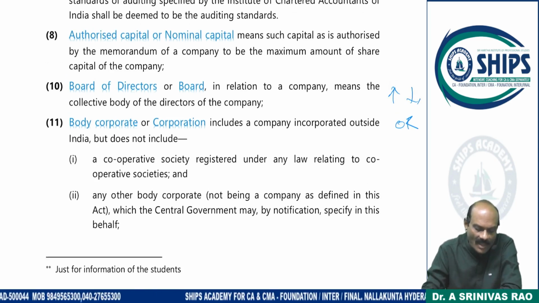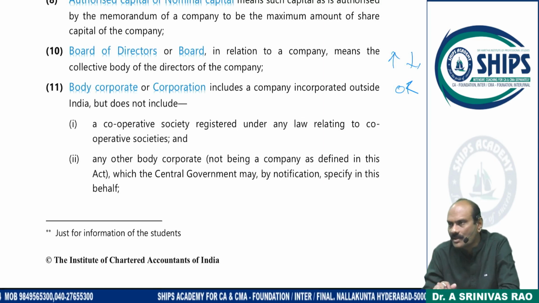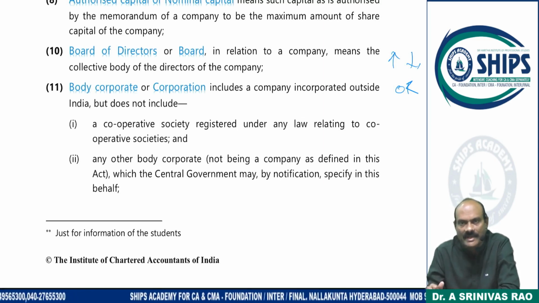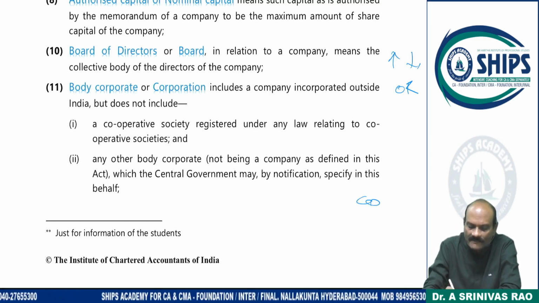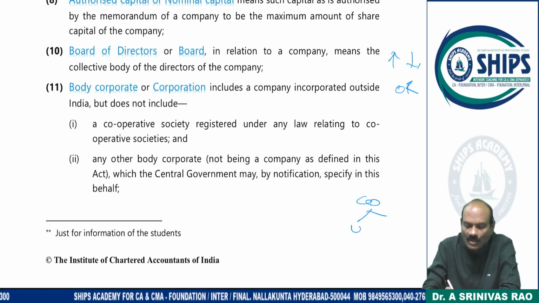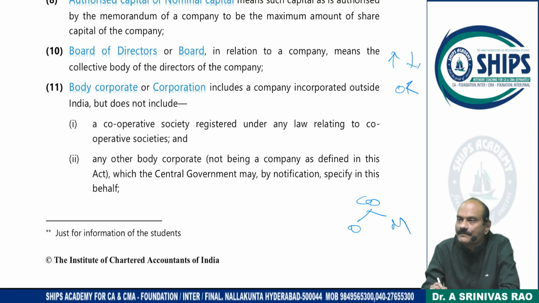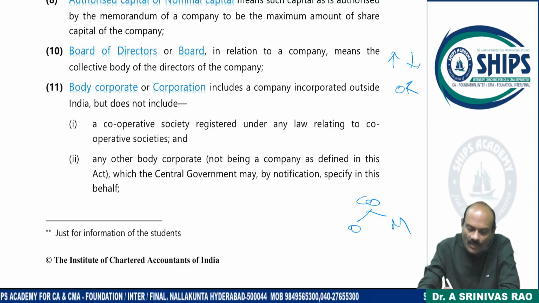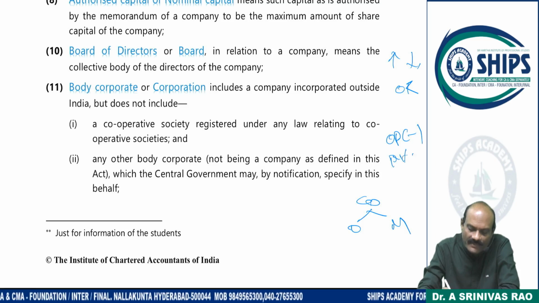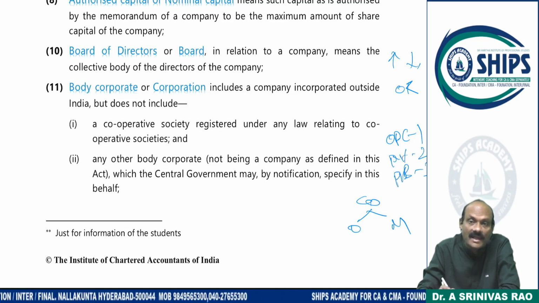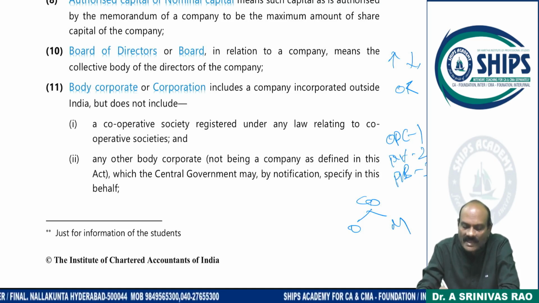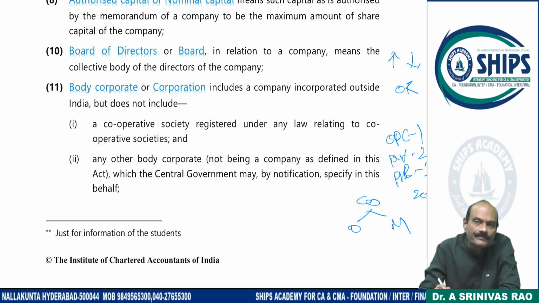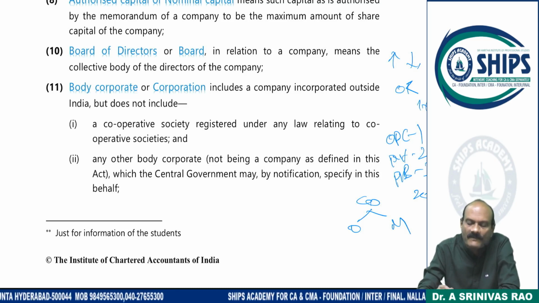Fine. And the other one is board of directors, which is nothing but the management. As we know, in a company there is a division between ownership and management. Management lies in the hands of the board of directors. In case of an OPC, one person company, one director. In case of a private company, two directors. In case of a public company, three directors minimum. Maximum directors were 20 or 15.